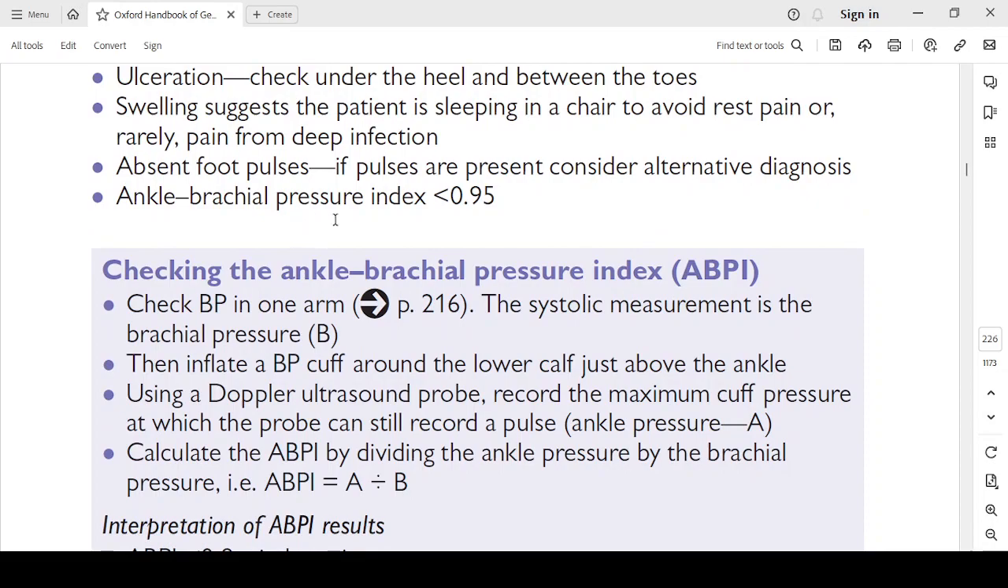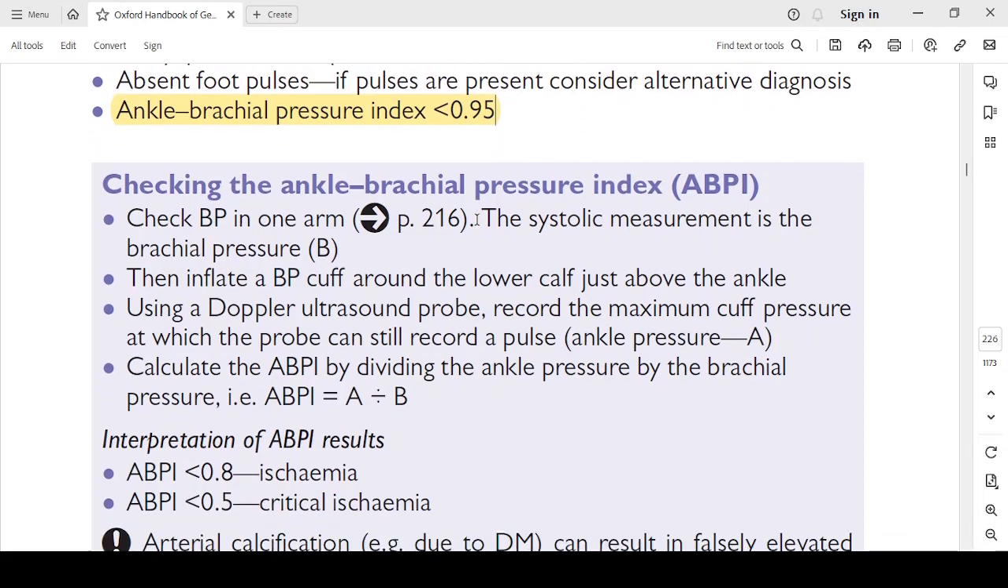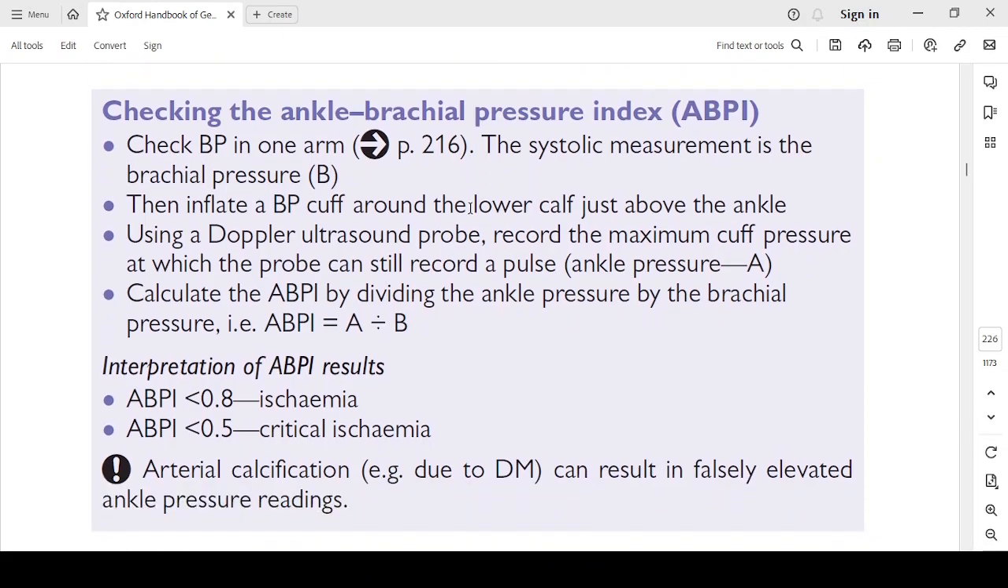So, ankle brachial pressure index less than 0.95. This is a very important parameter for checking any atherosclerotic changes in the limbs. Arterial insufficiency: ankle brachial pressure index less than 0.95. How do you check the ABPI?